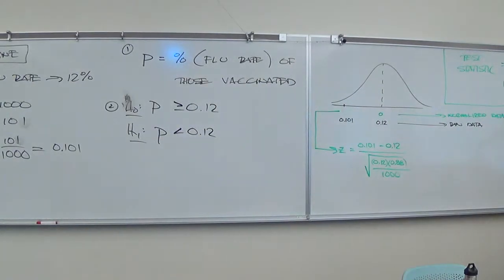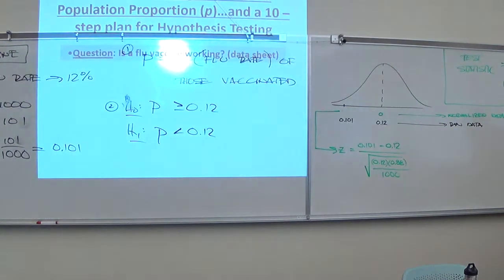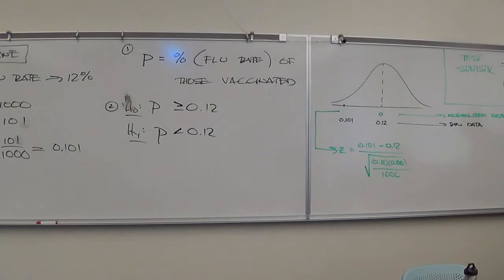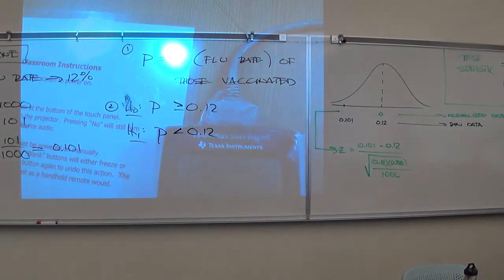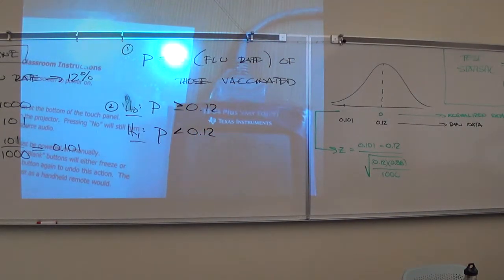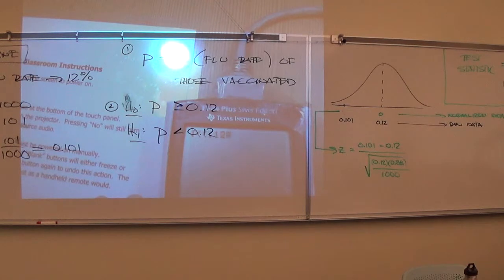Good so far? Let's see what it comes out to be. You can't see that either, can you? Okay. I'm going to do the denominator first. So the square root of 0.12 times 0.88 over 1,000. Okay, there's my standard error. Just over 1%.